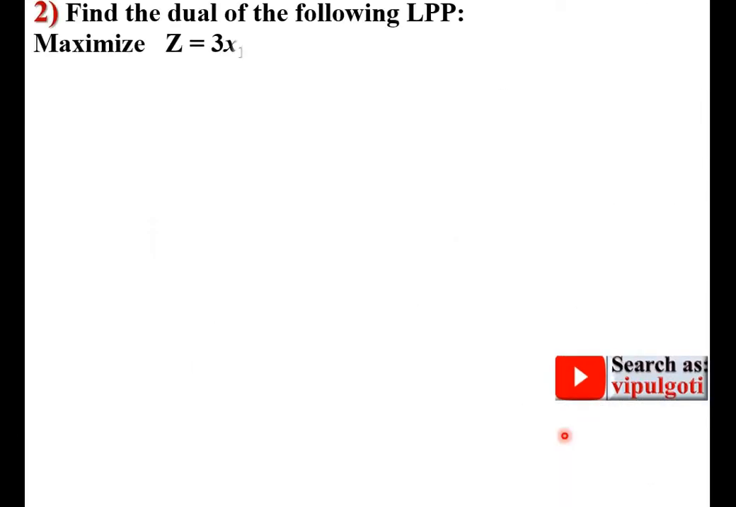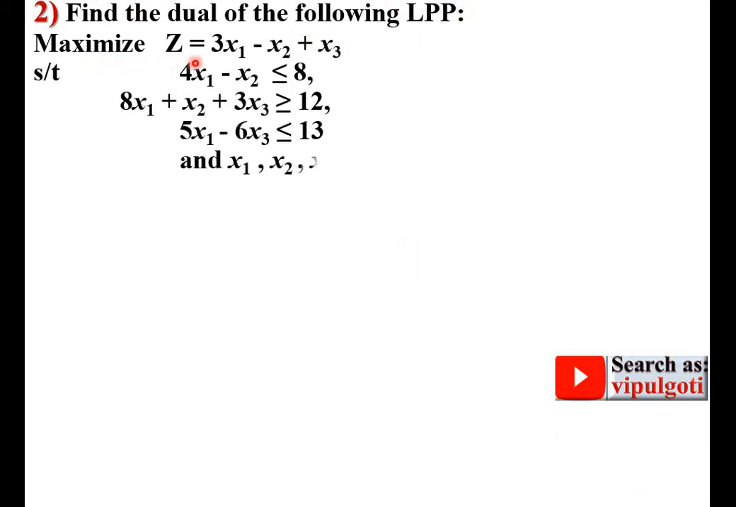Let's take the second problem. Find the dual of the following LPP. Maximize z is equal to 3x1 minus x2 plus x3, subject to the constraints 4x1 minus x2 less than or equal to 8, 8x1 plus x2 plus 3x3 greater than or equal to 12, 5x1 minus 6x3 less than or equal to 30, and at last non-negativity restrictions.